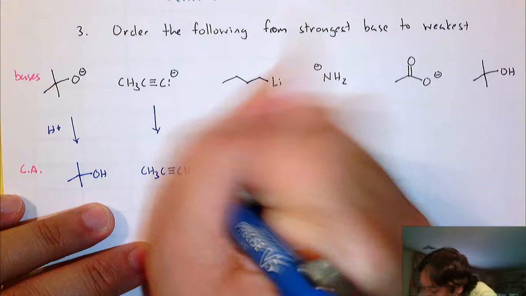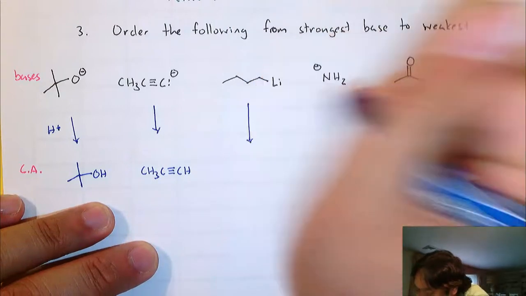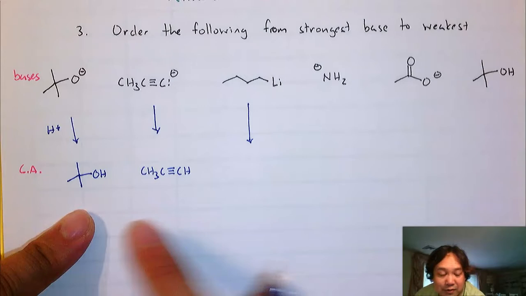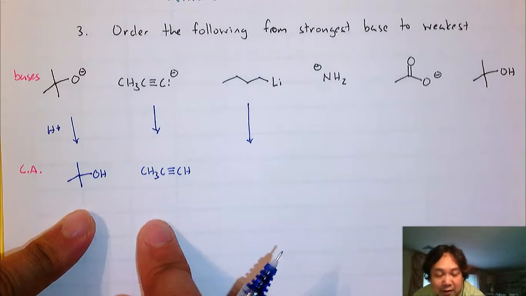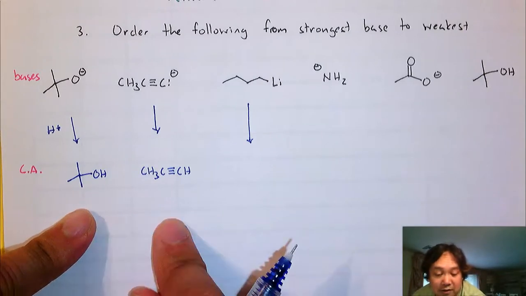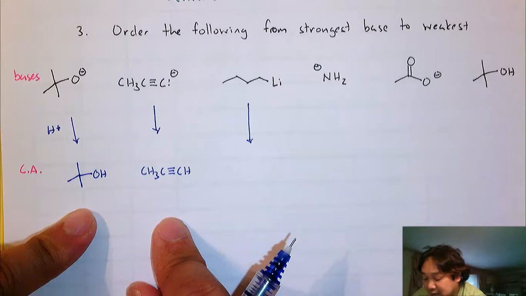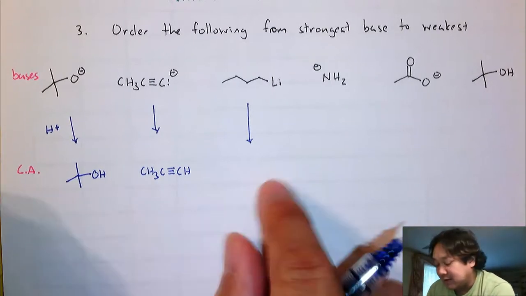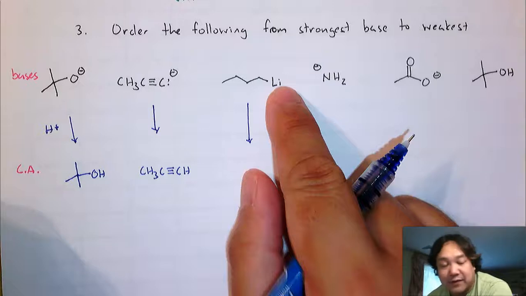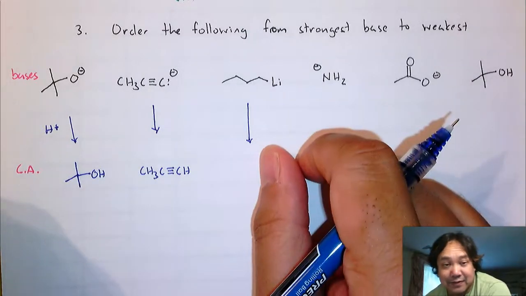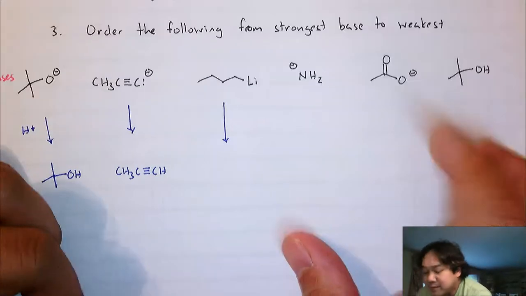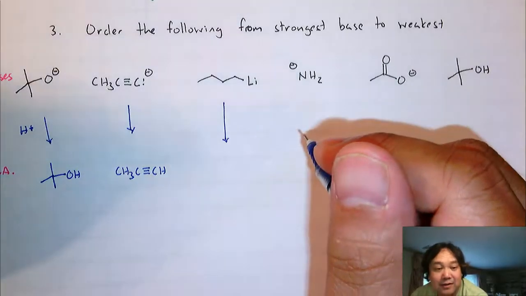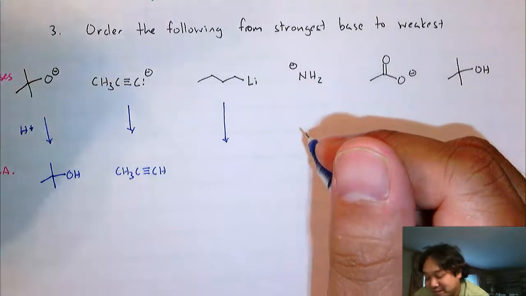So I'm drawing all the conjugate acids, and I'm going to find the pKa's for these conjugate acids. Whichever has the weakest acidity or the largest pKa, that means that acid is very weak. Weak acids lose their hydrogen to give us very strong bases. Let me say that again. The weaker the acid, the stronger the conjugate base, right?